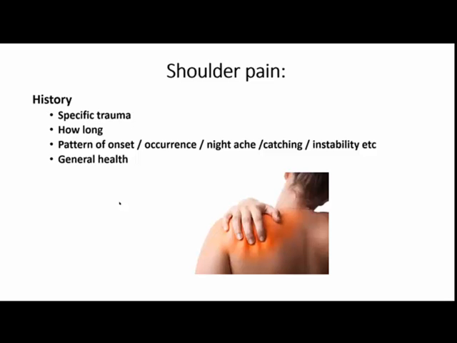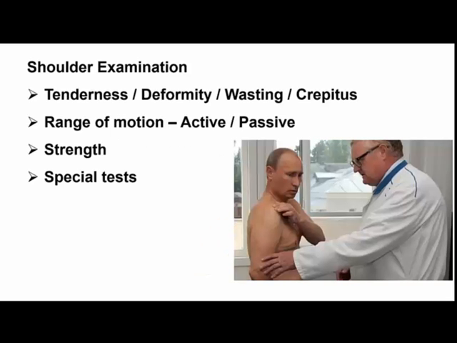Specific history. I won't belabor this, but whether there's been a specific trauma is important. How long, the pattern, occurrence, general health, and of course examination is very important. Tenderness, deformity is important, wasting, crepitus, range of motion is particularly important, both active and passive.